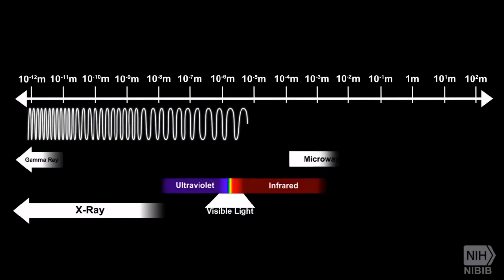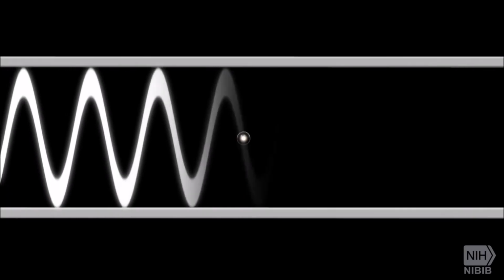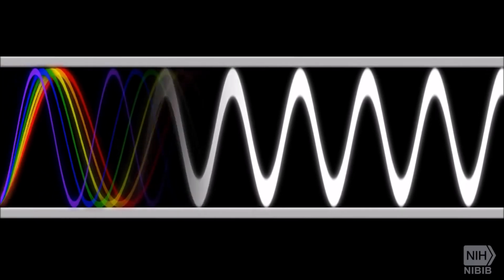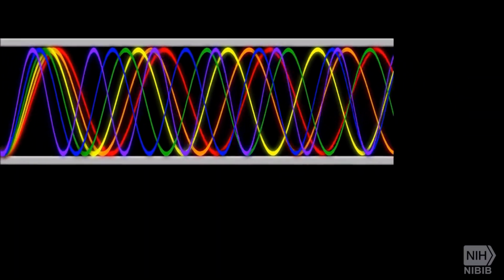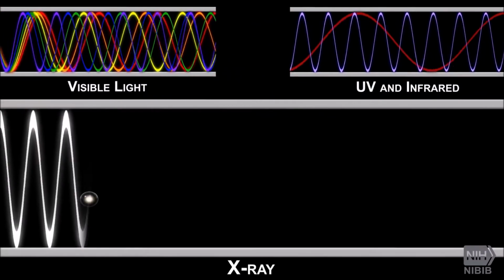Light is a form of electromagnetic radiation. At some wavelengths, it appears as visible light. At others, it takes the form of radiation we cannot see, such as ultraviolet, infrared, and X-rays.